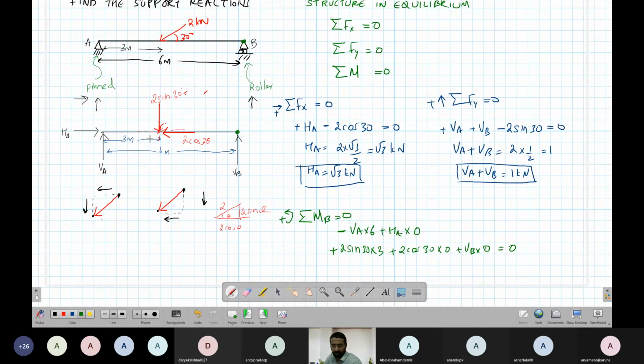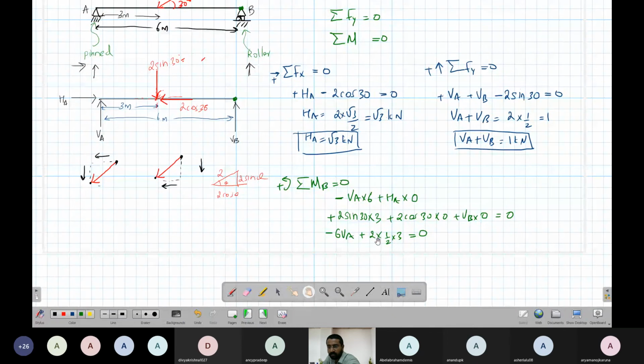That's only B. You can take this point also, or you can take another point 1 meter here also. Any point you can take, because it is in the equilibrium condition. So let's see what all is there. There is a minus 6 VA here. 2 sine 30 plus 2 sine 30 is 2 into half into 3. This is 0, this is 0. So this is 3.